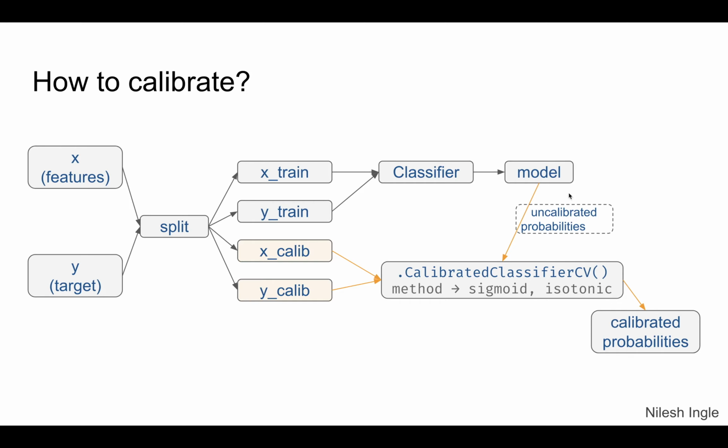So we pass this model on to the CalibratedClassifierCV class, and then we use the X-calib and Y-calib for fitting this particular model, and that gives us the calibrated probabilities for this data set. Now if we have a test set, then we can use this calibrated model on the test set to get the calibrated probability values for the unseen test data set.